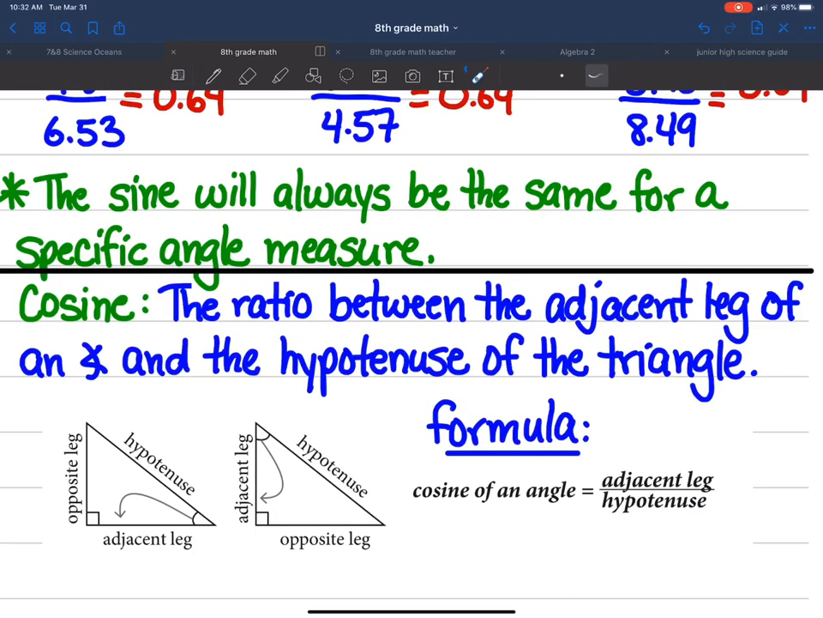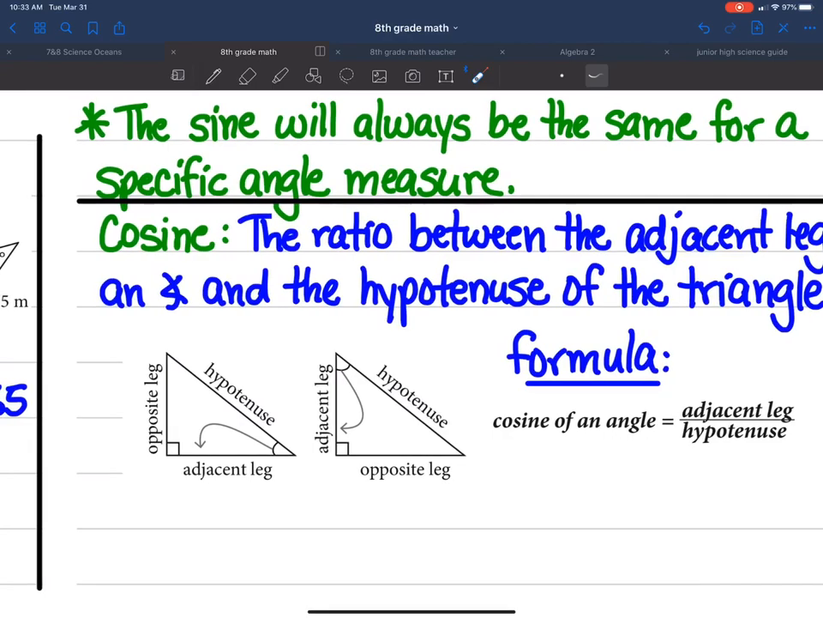For this angle, the opposite leg is right there, so that means the adjacent leg is this one. For this angle up here, this will be the opposite leg. We don't want that one. We want the adjacent leg. Once again, the adjacent leg and the opposite leg in a right triangle always make up the right angle. So to find the cosine of the non-right angles in a right triangle, I need the value of the adjacent leg and the value of the hypotenuse, and I will divide those two.